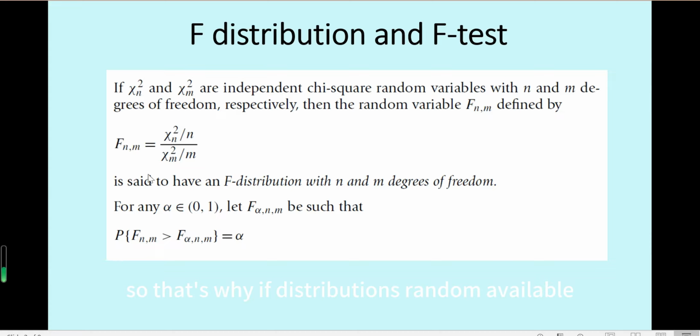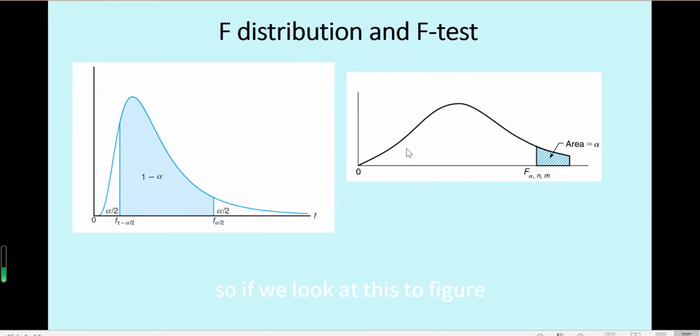So that's why an F distribution's random variable also has only positive values possible, because it is a division of two chi-square distributions, and a chi-square random variable is a square of a standard normal random variable. So there is no negative value for F distribution and chi-square distribution. If we look at these two figures, this is a density curve for F distribution.